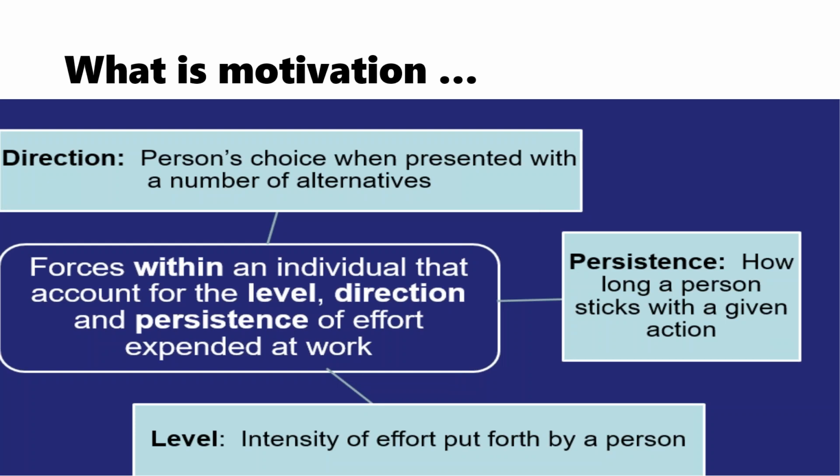So what we're looking for is a degree of persistence in terms of their ability to stick to the task at hand, assuming, of course, it's the right task. And the third dimension is the level, that is the intensity of effort put forth by the person, the actual intensity. So the intensity of effort is how much energy I put into the task that I'm actually conducting. All right, so does that make sense? So you've got, where is my direction? How persistent am I? And what is the level of intensity that I'm putting into this task?